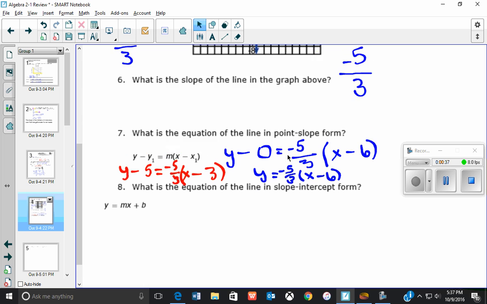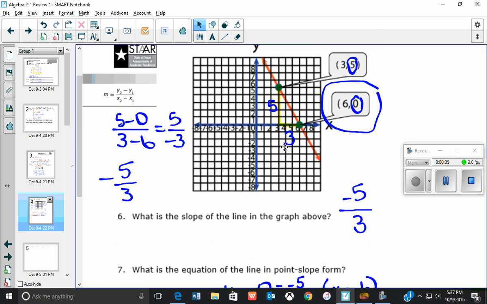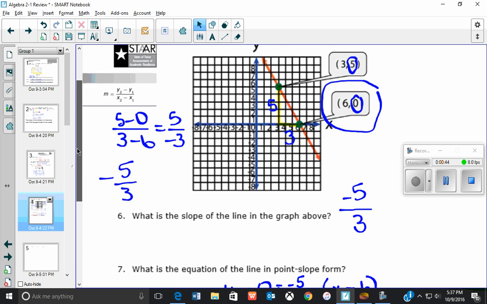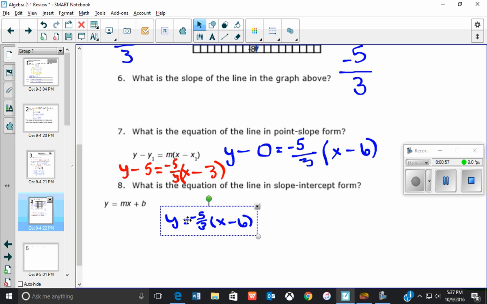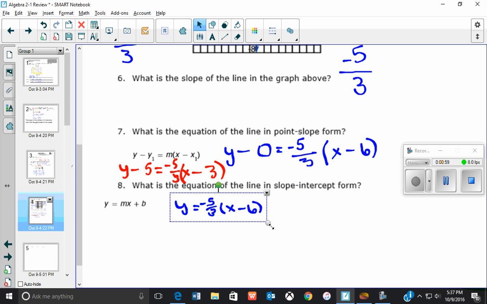Now, if I use the coordinate or the ordered pair 6, 0, it's a little simpler looking, and it almost looks like slope-intercept form, except for the parentheses. So why don't we go ahead and pull this down and go from using this. Okay, so we already have it almost in y equals mx plus b. What do we need to do to get it there?